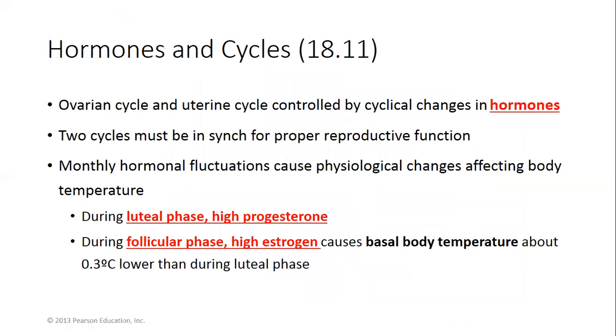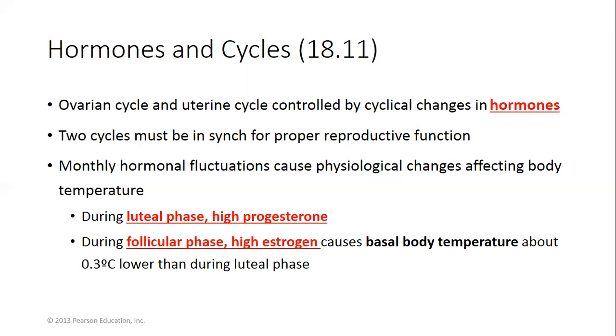So, the hormones and cycles. This is what makes females a little bit more complicated than males, because we talked about the endocrine cycle in males, but in females there are two different cycles: an ovarian cycle and a uterine cycle, the menstrual cycle. The ovarian and uterine cycles are controlled by cyclical changes in hormones, and the two cycles are basically in sync, and they have to be for proper reproductive function. Monthly hormonal fluctuations cause physiological changes that affect body temperature and a number of things.